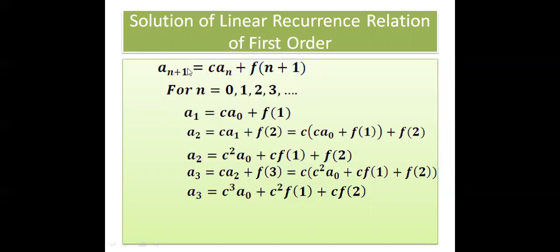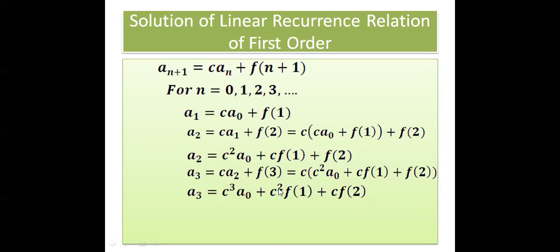If I substitute n equals 0, I get a_1 = c a_0 + f(1). If I substitute n equals 1, then a_2 = c a_1 + f(2). We already know the value of a_1, so substituting it, a_2 = c(c a_0 + f(1)) + f(2), and simplifying. Similarly a_3, a_4, a_5. Guess what the value of a_4 is? a_4 = c^4 a_0 + c^3 f(1) + c^2 f(2) + c f(3) + f(4).